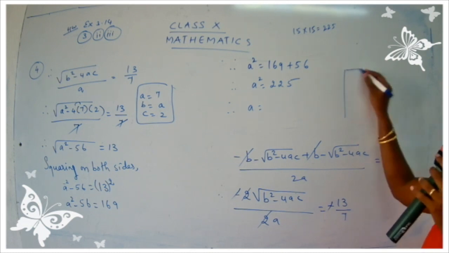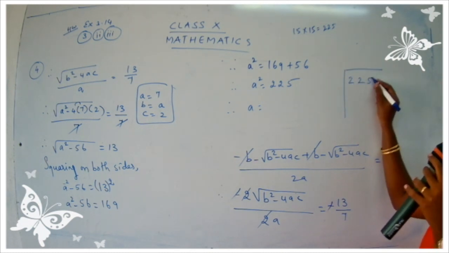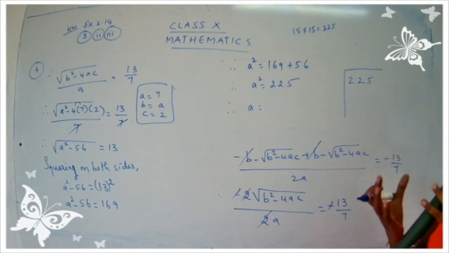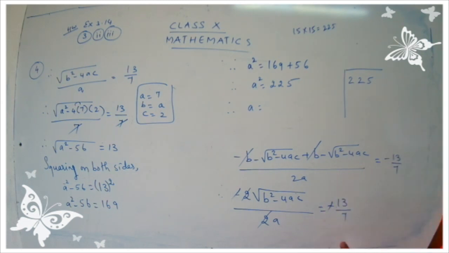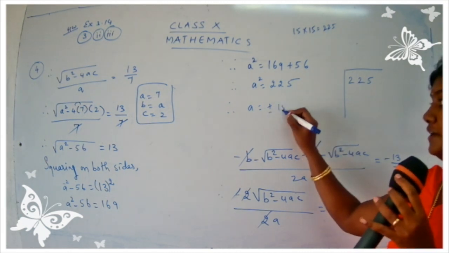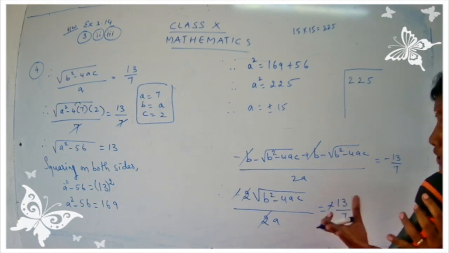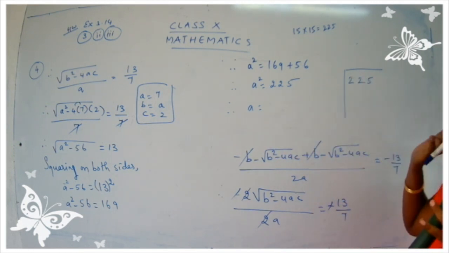Shall we do long division, children? Okay. 2, 2, 5. That's why we say if you are very thorough with the square table, you can just write down plus minus 15, done, finished. But if you have confusion how to find out the square root of 225, you can use the long division method.